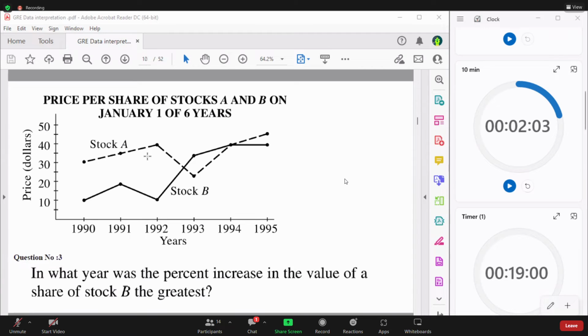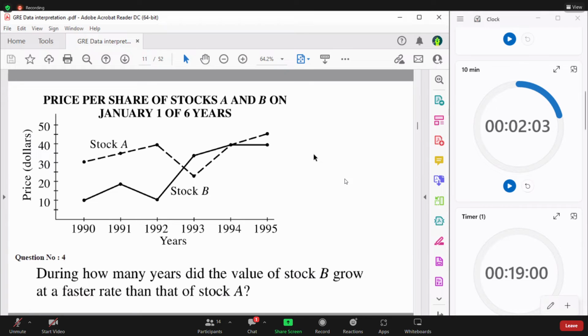1992, sir. How come 1992? I mean, the stock grew during the year 1992 because the plots are plotted on January 1st of the year. So during 1992, it grew. It's given at the top, price per share of stock on January 1 of 6 years. Great. 1992. Yes, makes sense.